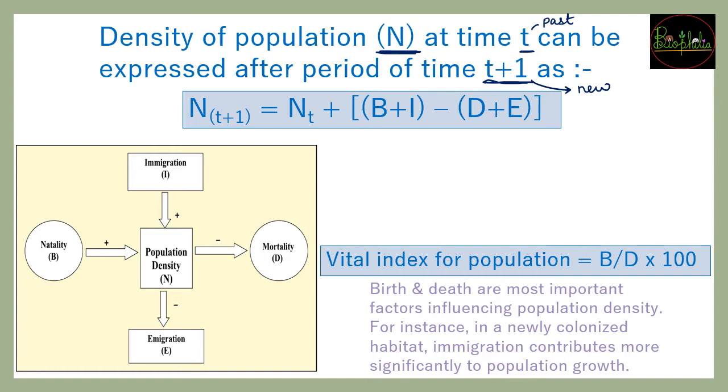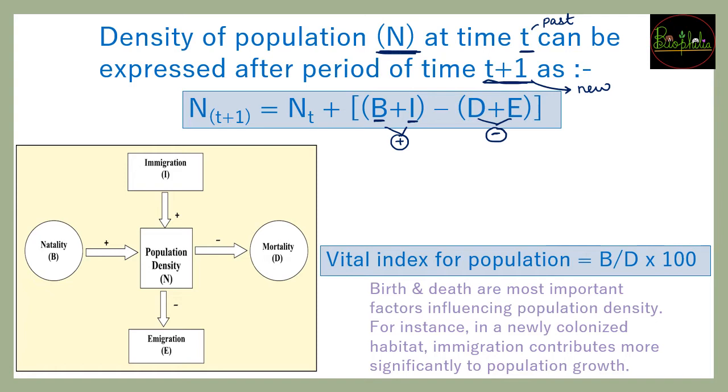So what changes are we going to consider? The births and the immigrations, which contribute to increase, and the deaths and the emigration that contribute to decrease. Once the decrease is subtracted and the increase is added to the previous population, that gives you the new population density.